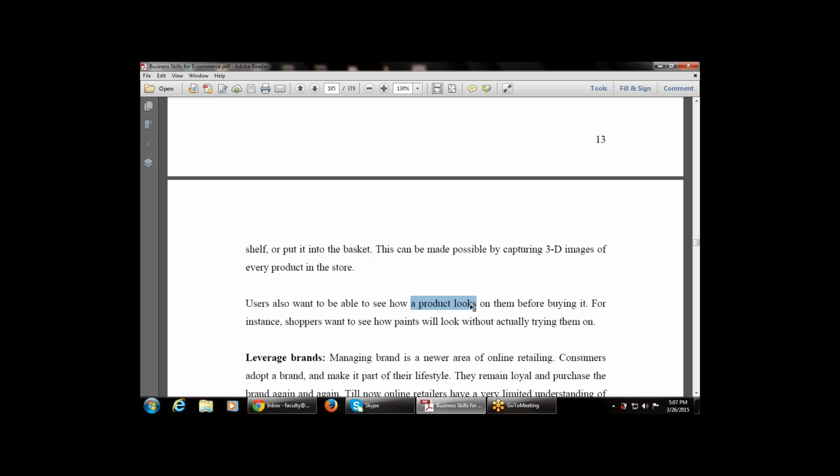Users also want to be able to see how a product looks on them before buying it. For example, shoppers who want to see how pants will look without actually trying them on.